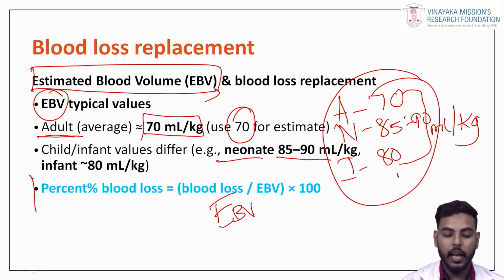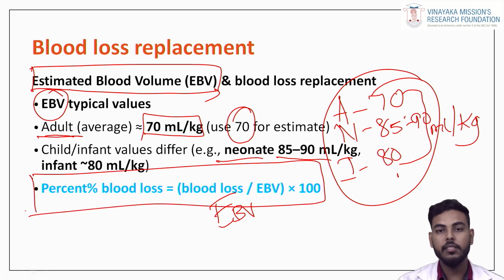Okay, so to calculate the blood loss replacement, percentage of blood loss is equal to blood loss divided by EBV. EBV we have for adults, neonates and infants, as I told, these are the different EBV values. Then it will be multiplied by 100. So this is the formula to remember for the blood loss replacement.